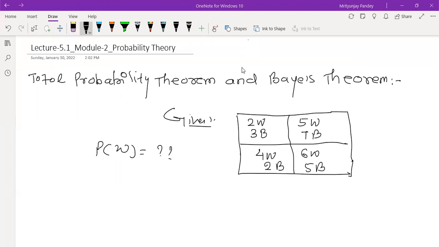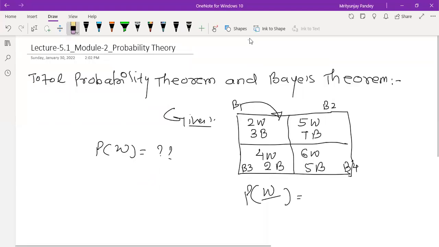So here there are four boxes. In each box, some white and some black. Suppose that we're talking about only the first box and choose a white ball. So what is the probability of a white ball from box 1? Suppose that the name of box 1 is B1, box 2 is B2, this is box 3, and this is box 4. So my question is, what is the probability of a white ball from box 1? Mathematically we can represent it as white upon B1.